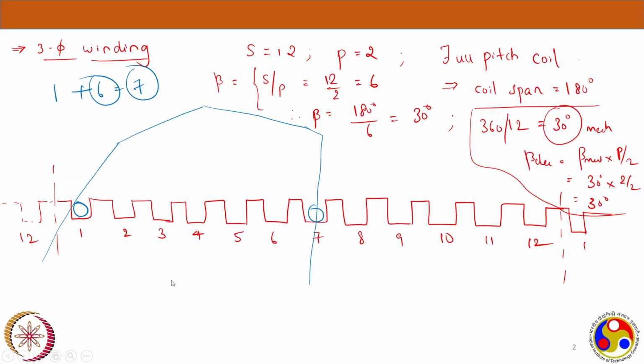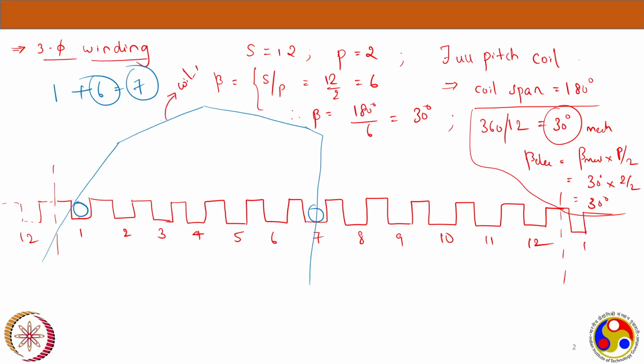So the return side of the first coil will be placed in the seventh slot because our coil is a full pitched coil. So I placed it in the seventh slot. So now I'm placing only a single coil side in each slot. You can see in slot number 1 there is a coil side. So this is entirely a coil.